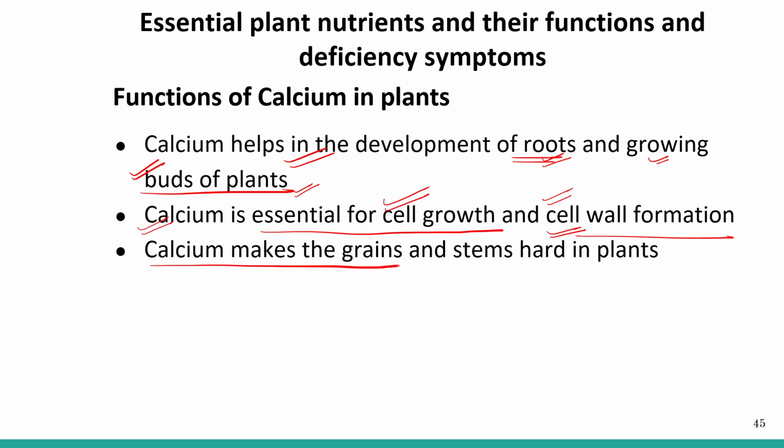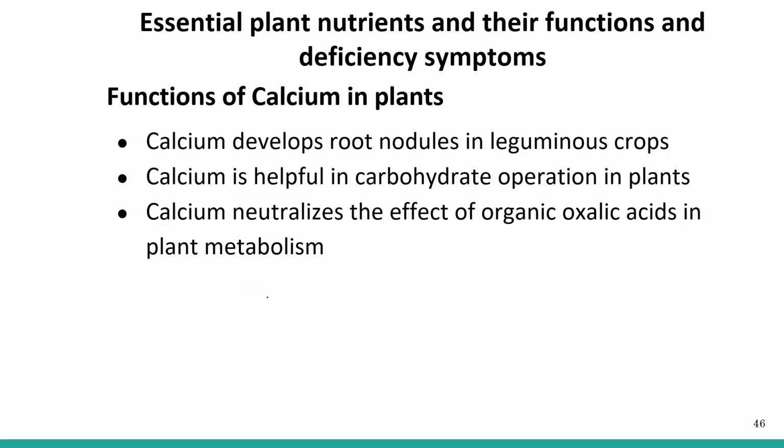Calcium makes the grains and the stems hard in plants. So the grains are hard, then only they can remain for a longer period, right? And the stems are also protected when they are quite hard in nature. So for that also calcium is required.